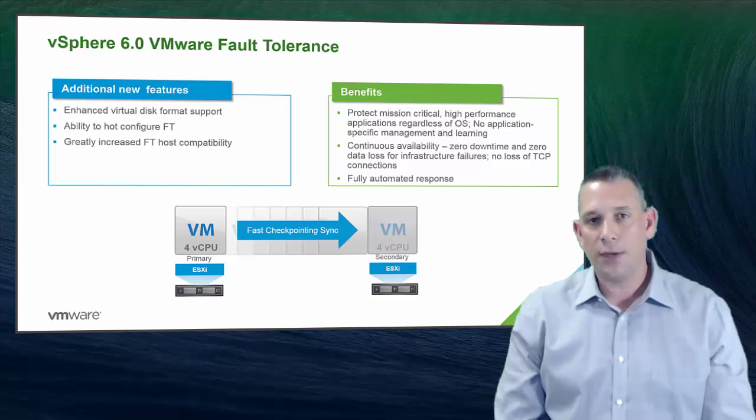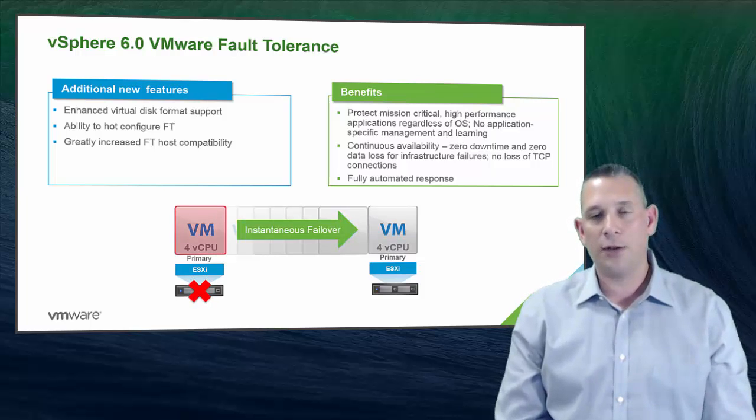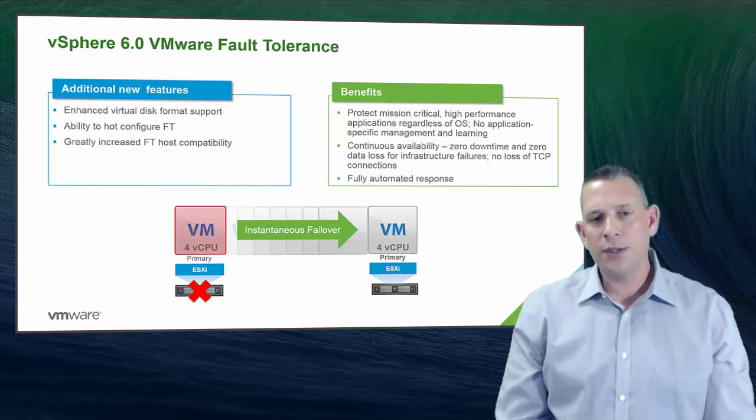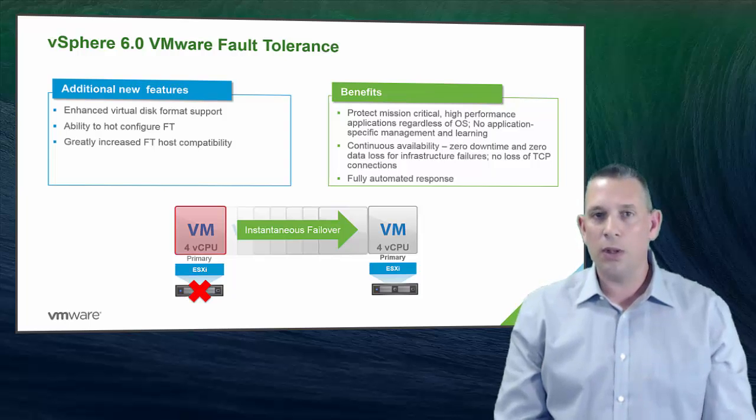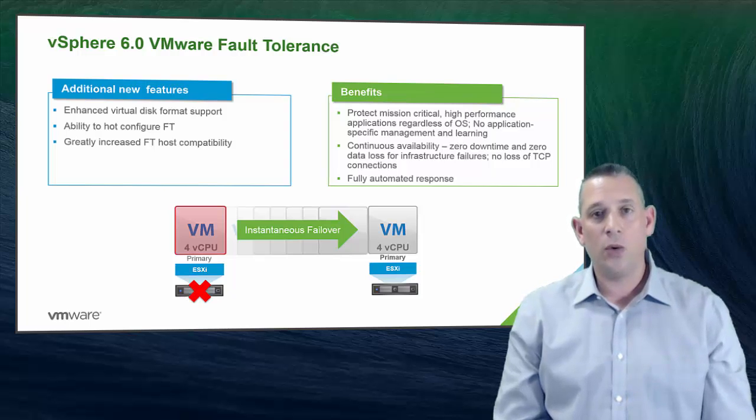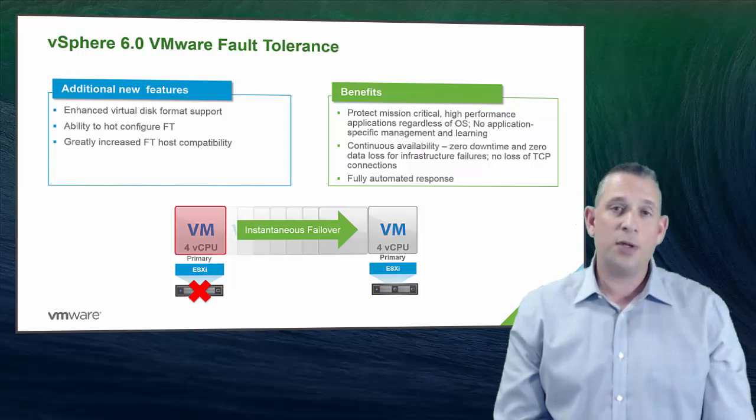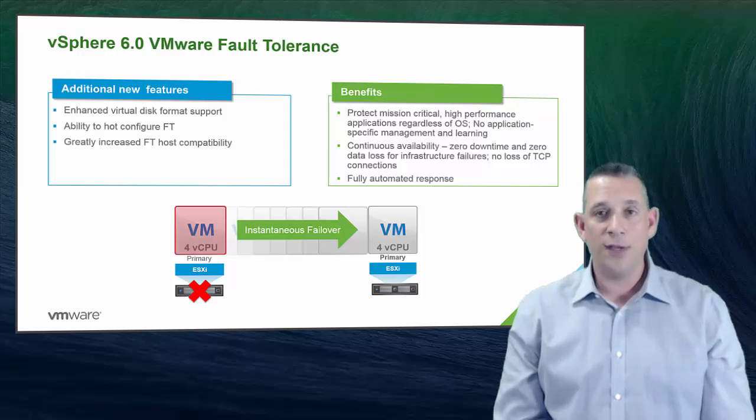So fault tolerance. Although we've had fault tolerance in previous revisions of vSphere, it was somewhat limiting. We were limited to only being able to protect a VM that had only one vCPU. Now, the problem with that is most critical business applications typically require more than one vCPU. So now with vSphere 6, we can protect VMs with up to 4 vCPUs.